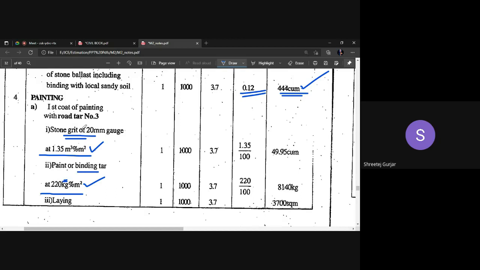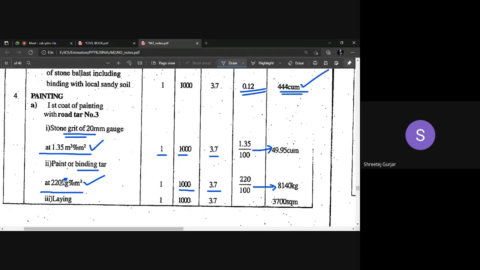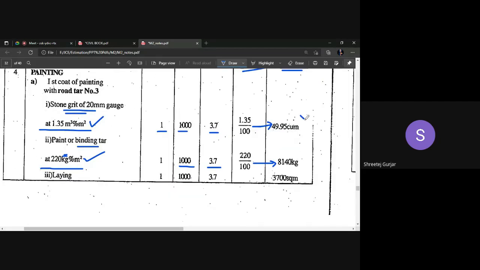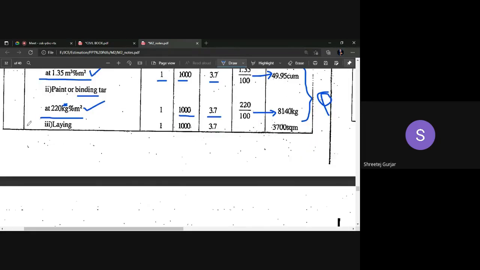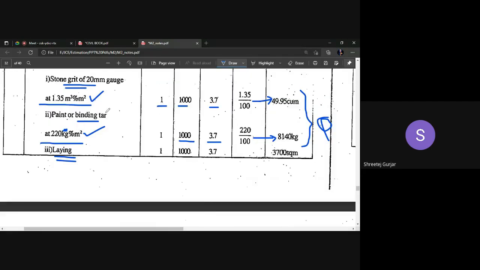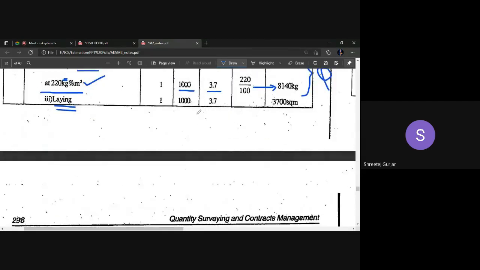So for stone grit, as I've told you, 1 in number, length into breadth into depth, you will get your quantity. Similarly, for painting, it is 1000 into breadth into depth, and you will get your quantity in kgs. So these two are regarding your quantity. Now laying, the third thing, is laying of your first coat of paint. So what is the surface area?